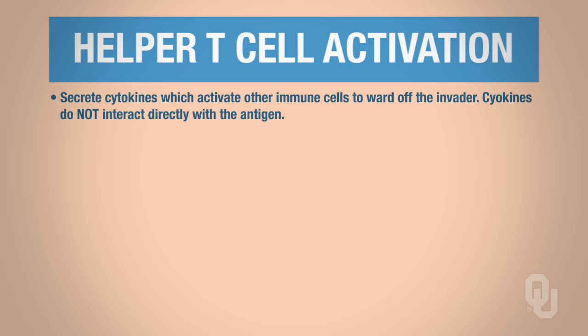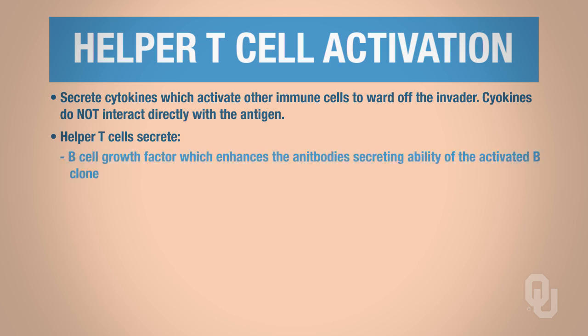Next we have helper T cell activation, and these are things you're just going to have to commit to memory. We already said that helper T cells secrete cytokines, which activate the immune system. They do not directly interact with the antigen though. Helper T cells can secrete B cell growth factor, and that enhances antibody secretion. That's important because once you make antibodies, as you learned in the previous part, they can do things like neutralization, agglutination, activate the complement system, assist with natural killer cells, and so on.